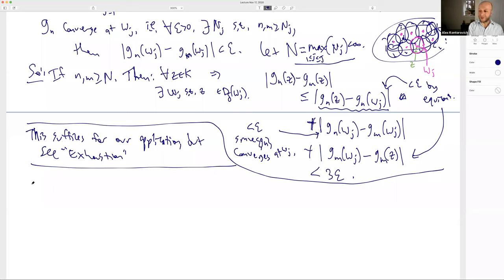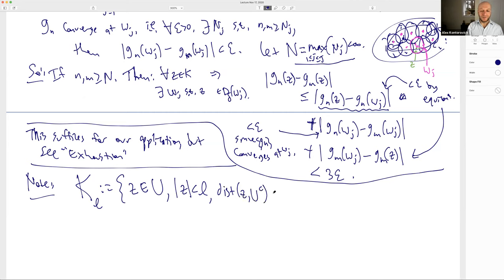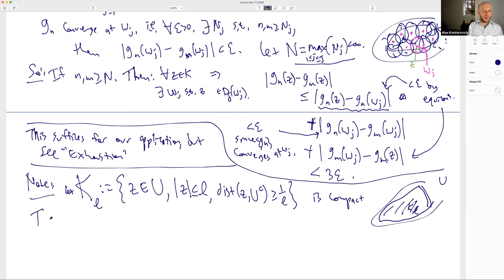Okay, so let's just very briefly talk about what an exhaustion is. Note that the set KL is the set of points Z in U with Z bounded by L, and the distance from Z to U complement being at least 1 over L. Once I do that, this set is compact. So I take U, whatever U is, and KL will be the points that are distance at least 1 over L from U complement and are bounded. So I have to cut off at some L. So let KL be this. The note is then U is the union of these KLs. So the KLs are nested.